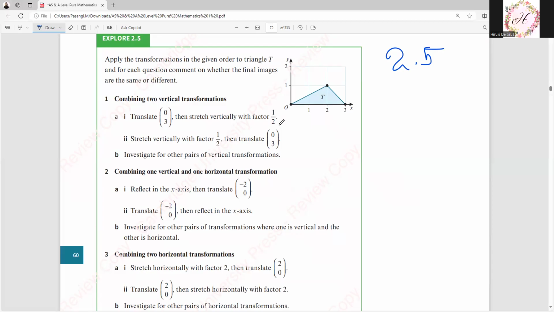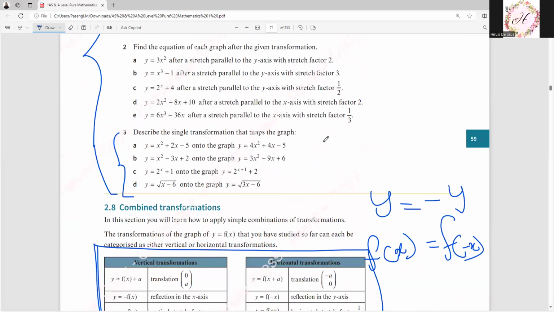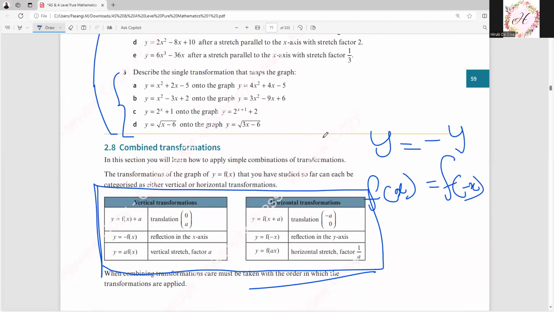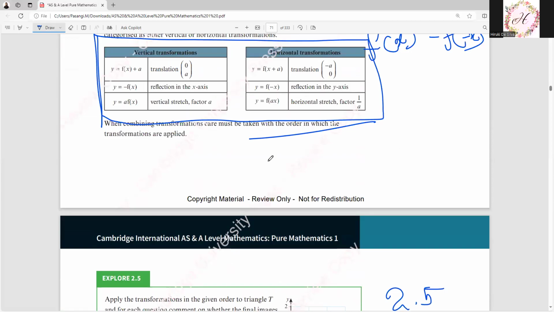Can you draw that one? If it's half, or as previously discussed, 1 over 2 and a quarter? That's how it works. Even I have to check. If they have mentioned vertically with factor half, it's along the y-axis, so it's a vertical transformation. Here a would be half, right? Then is it narrowing down or is it getting wider?